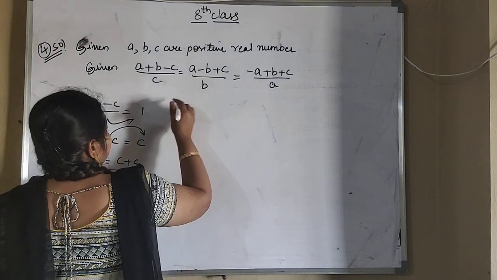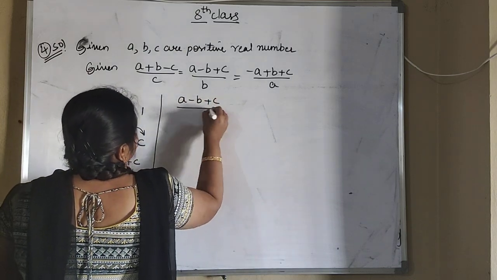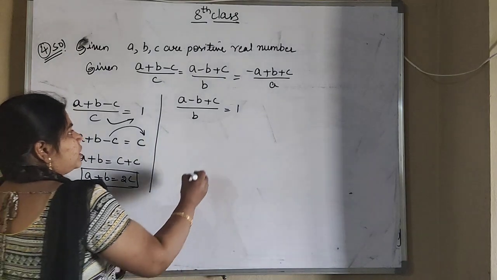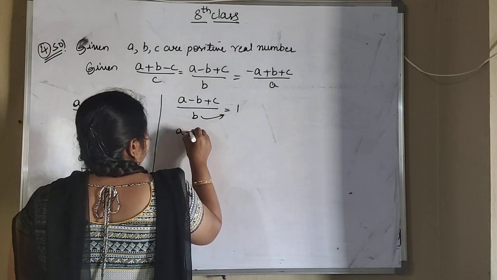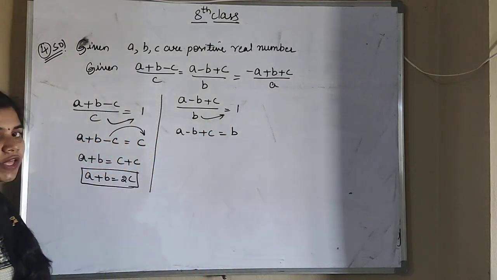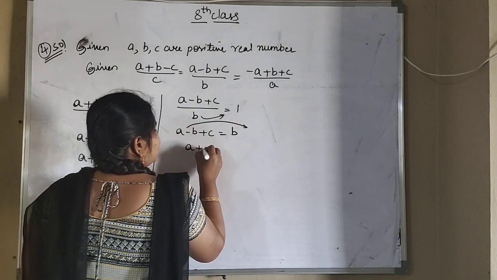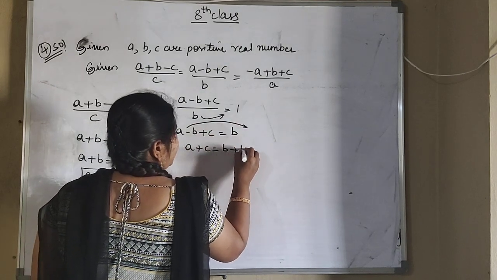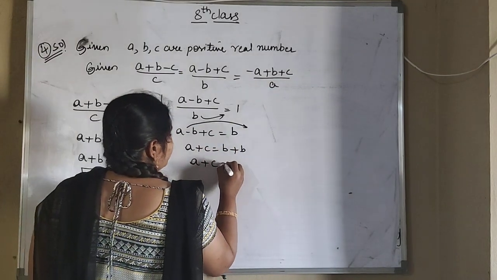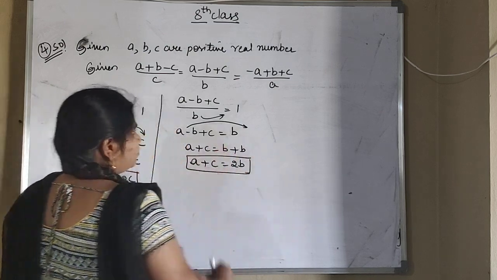Now the next one I am equating to 1 because they told that it is a positive real number. First I am transposing B here. A minus B plus C is equal to B. Now this minus B I am transposing to the other side. A plus C is equal to B plus B. Now B plus B is how much? 2B. So this is our second expression.